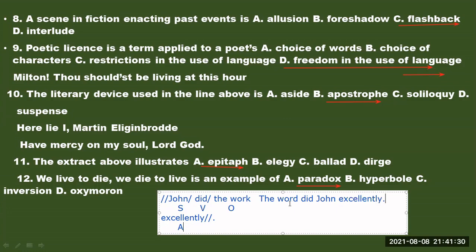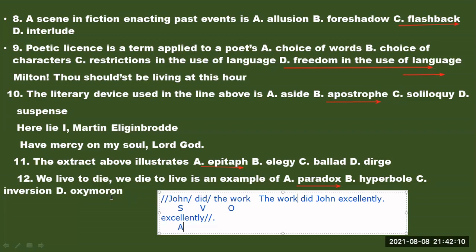Now, inversion just distorts this word order. And what we find here, let me correct work, please. The work did John excellently. So again, here we find that the work is the object which comes last, or just before the last, and then we bring this to the first position. And again, we bring the verb before the subject. So that is what inversion does.